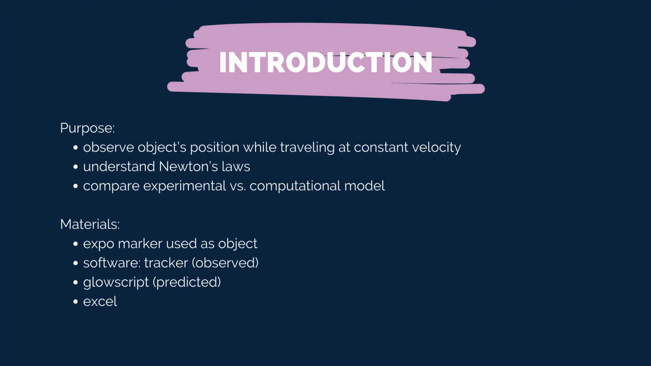Materials used were an expo marker, and this was just our object/system. For our software, we used Tracker, and Tracker allowed us to observe different durations that the marker moved. Then, with that information, we could attach our final velocity/initial velocity and add that to GlowScript, and this allowed us to look at our predicted values. As well, I used Excel, and Excel just helped graph both models onto one single graph.